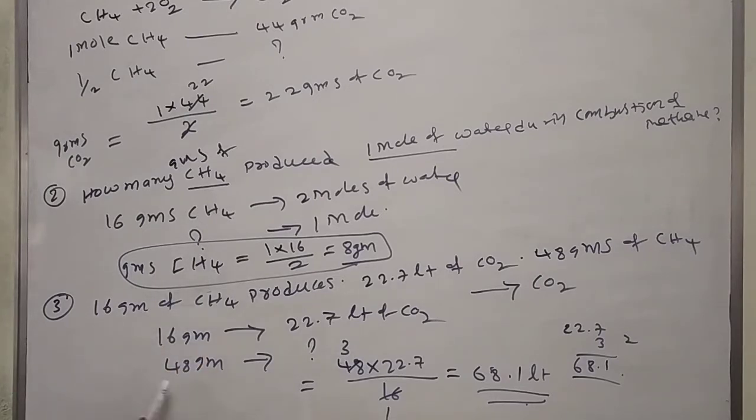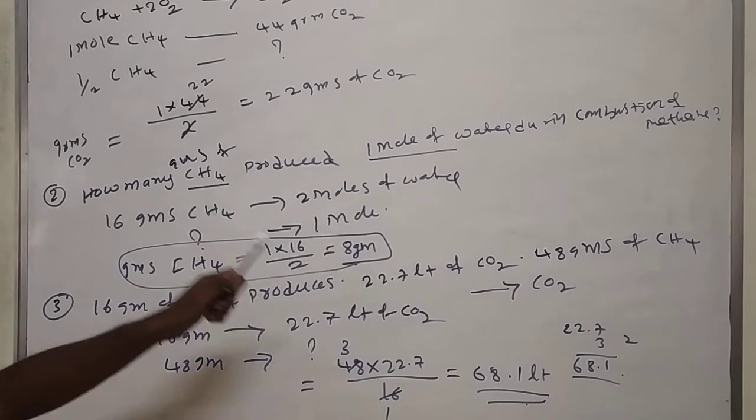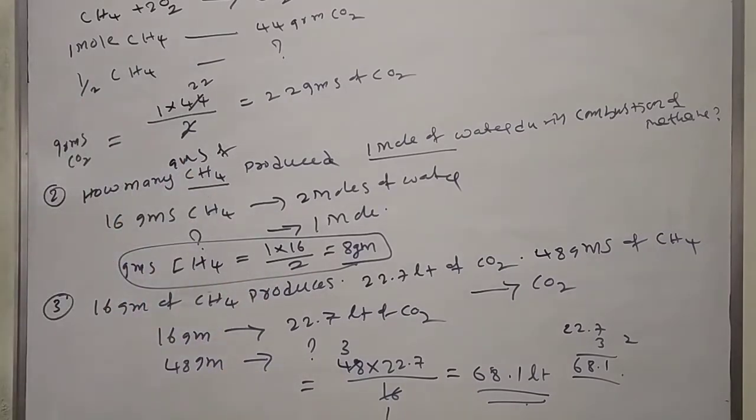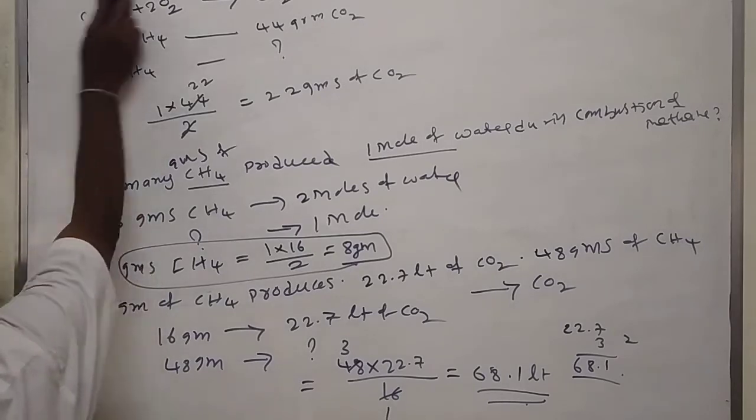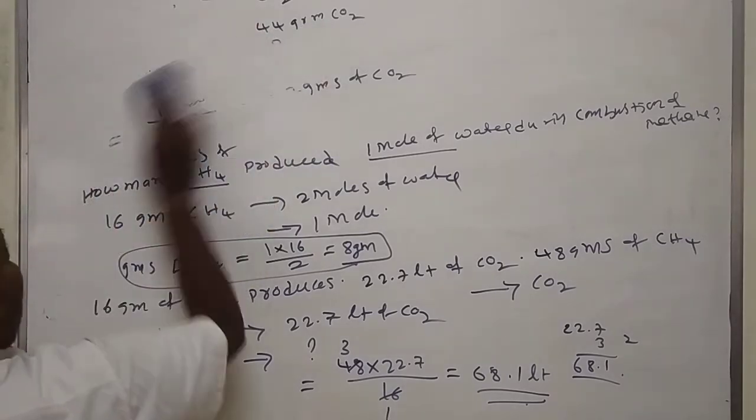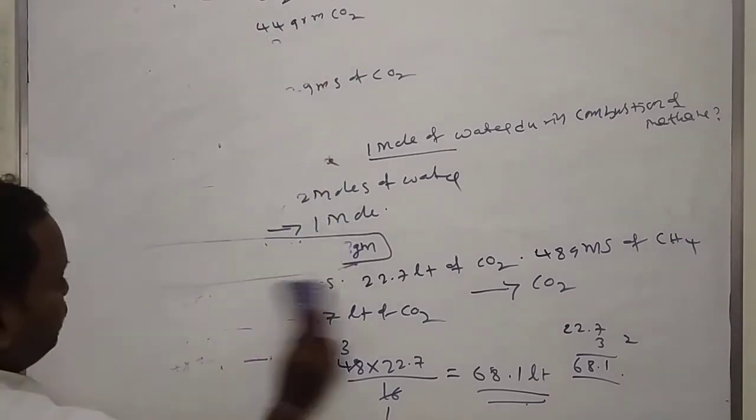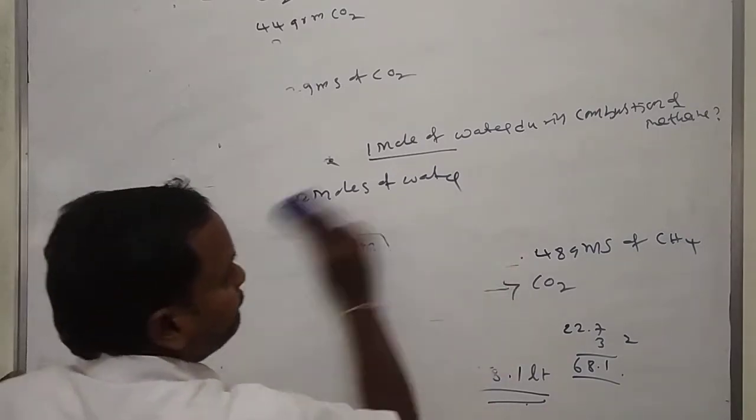This is the gram, liter, gram, mole value relation that we mentioned. These are simply called stoichiometric calculations. You take any reaction, we do the same. In continuation, we'll take one more problem of this type.